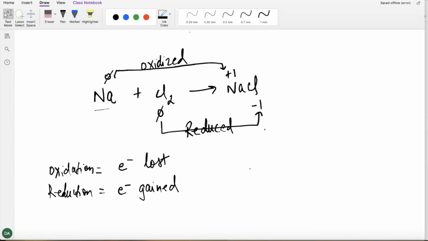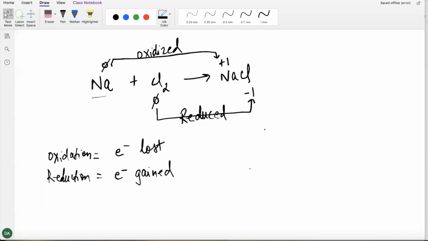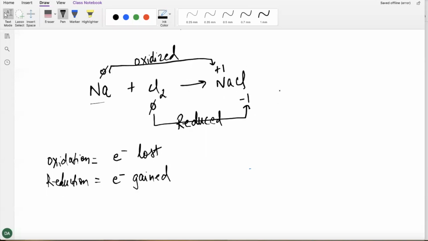Any questions, guys, so far? What if we simply have to balance this reaction? What do we do? 2 NaCl. So it should be 2 NaCl, and then you go back here and put a 2 on the Na here, and that's balanced, right?